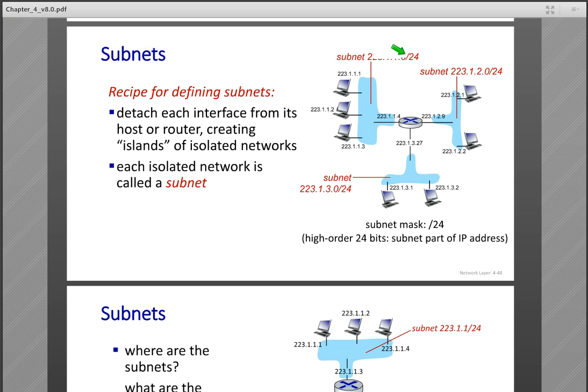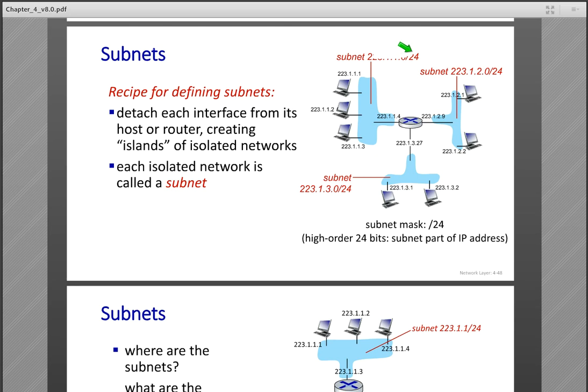To make it clear which part of the bits in an IP address is related to the subnet and which part is related to the host ID, we use a mask, the subnet mask, and we show it in this way. For example, like this, a slash, for example, 24.